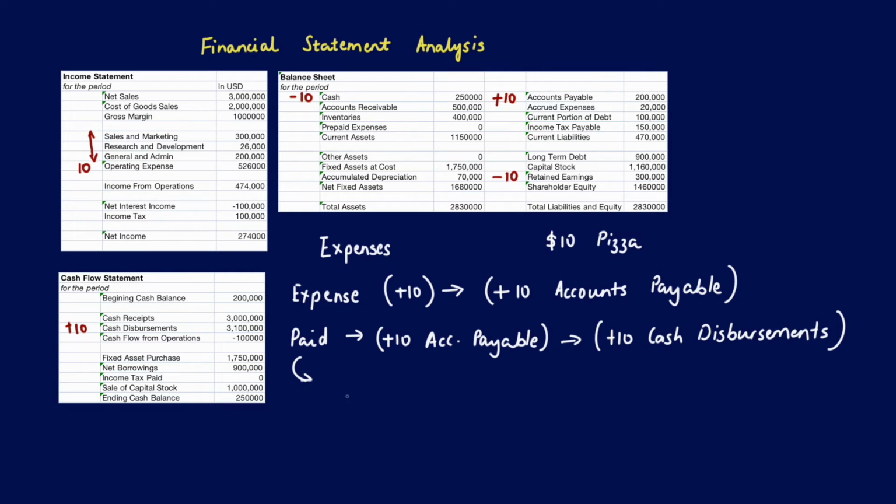Now, what this means is you have a deficit in cash of $10. So if you open your wallet, you had $50, you've paid out 10, you've got a deficit of minus $10, or you've got $40 left. And that means your retained earnings at the end of the day will drop by $10 as well. And your shareholder equity would drop by $10.